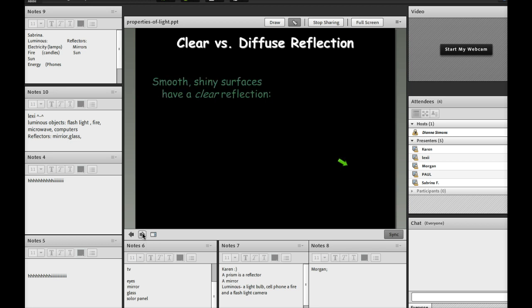Okay, clear versus diffused reflection. So smooth, shiny surfaces have clear reflections. If you look at a mirror, it's pretty clear that you can see yourself, right?